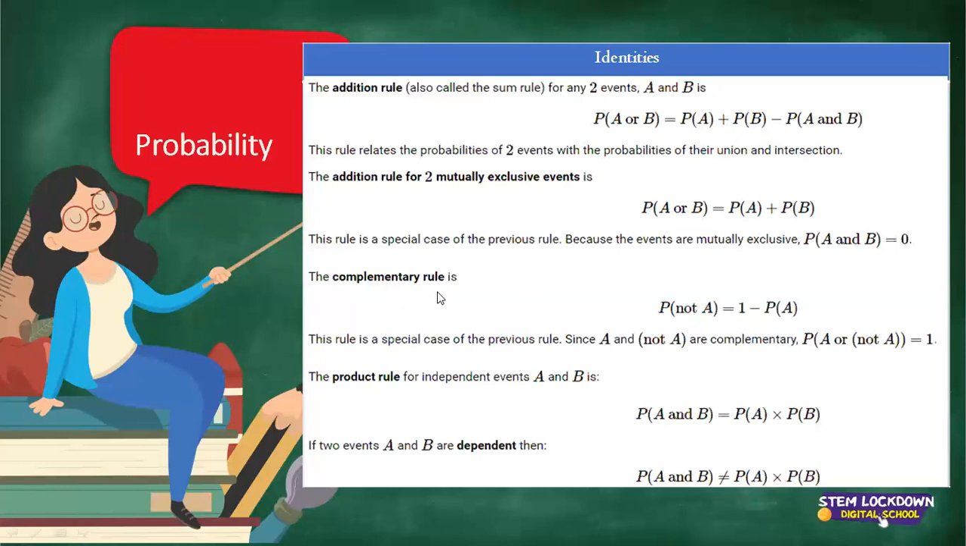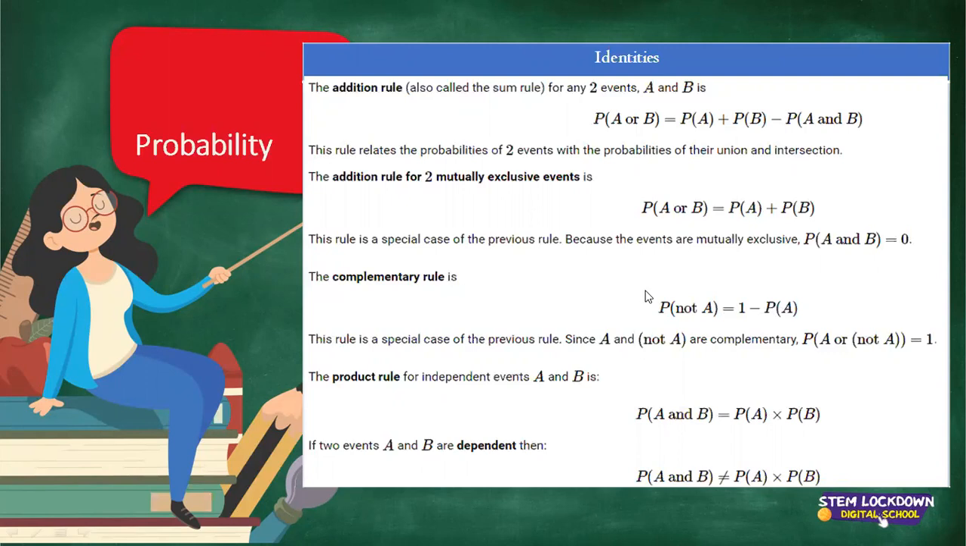Next, the complementary event. The complementary rule says the probability of not A is equal to 1 minus the probability of A. Therefore, the probability of not A plus the probability of A gives you 1. Meaning the chance of an event happening plus the chance of an event not happening is equal to what? 1.